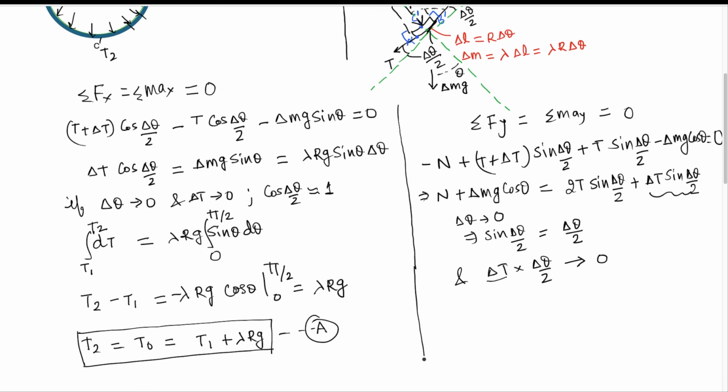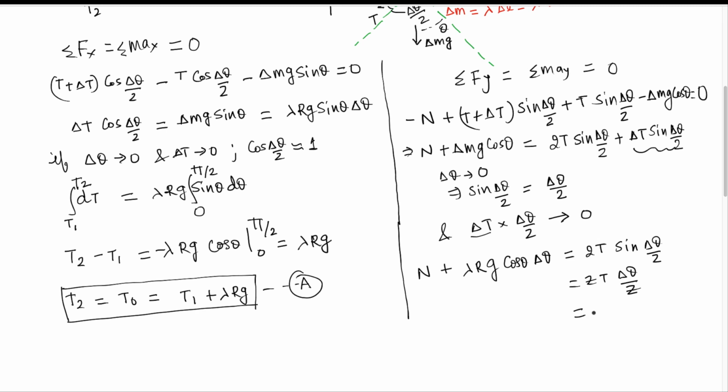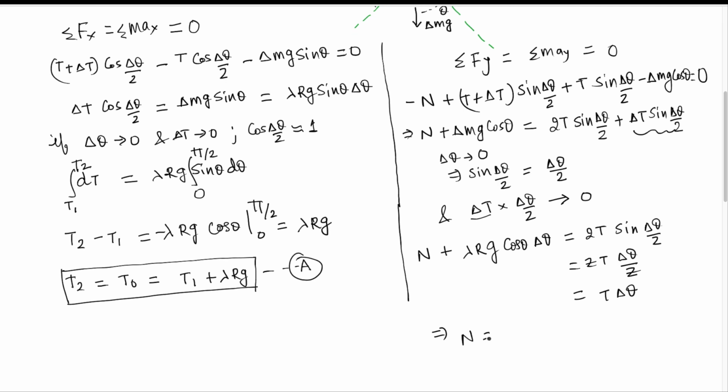Okay. So then N plus, we can replace delta m with lambda R g cos theta delta theta, equal to 2T sine(delta theta by 2), which is 2T delta theta by 2. 2 will cancel out, and therefore it will be T delta theta. Therefore N is T minus lambda R g cos theta delta theta.